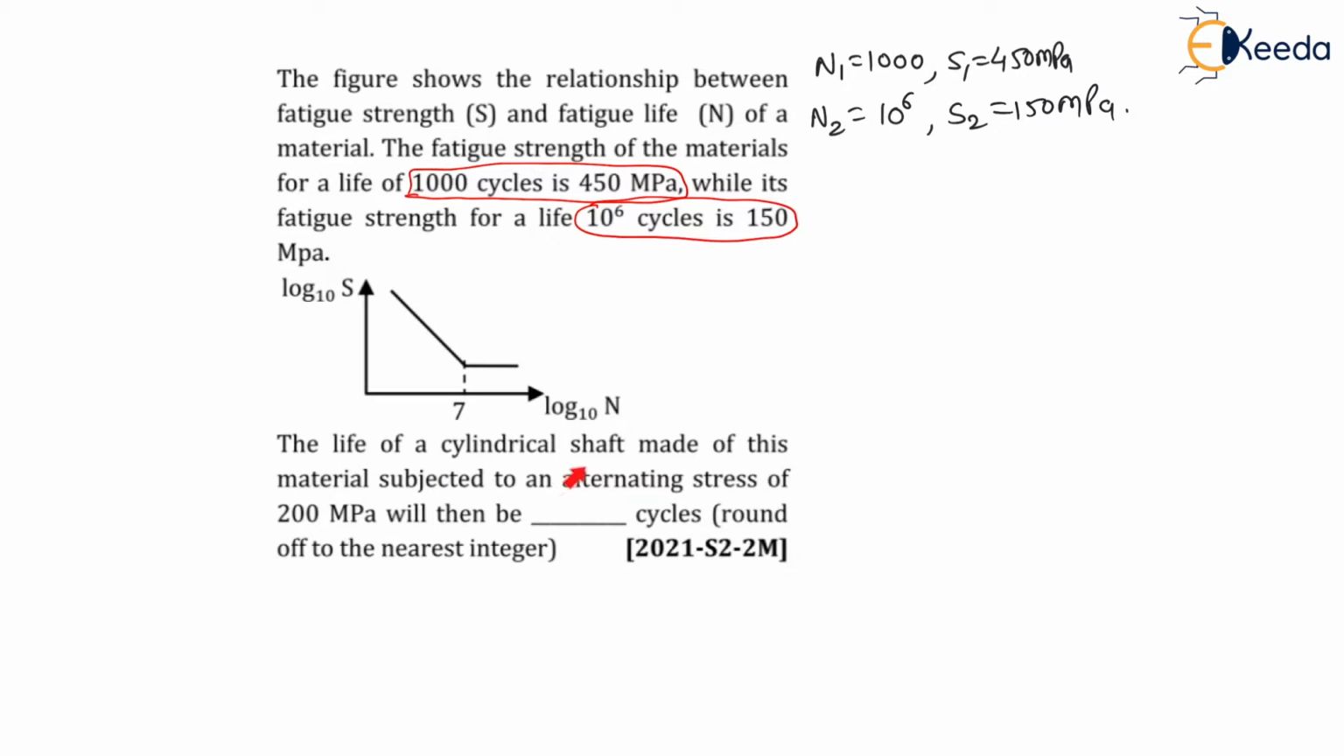Then the life of a cylindrical shaft made of this material subjected to an alternating stress of 200 MPa will be, in cycles, they are asking, rounded off to the nearest integer. So the question is: if S3 is equal to 200 MPa, then what will be the life N3 in cycles? This is the question, rounded off to the nearest integer. This is the given data.